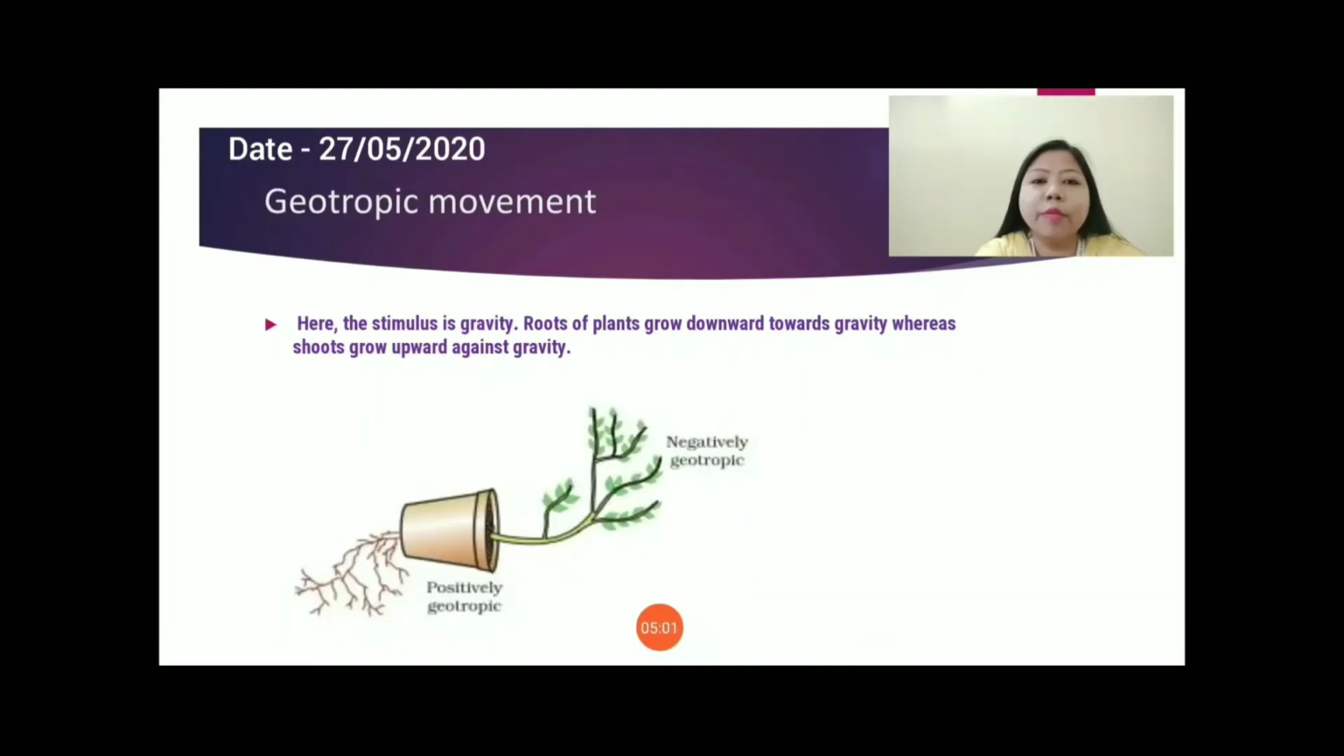The next type of movement is geotropic movement. In geotropic movement, the plant moves in response to the gravity of the earth. So the roots will move towards the earth and the shoot moves away from the earth. That means roots show positive geotropism and the shoot shows negative geotropism.